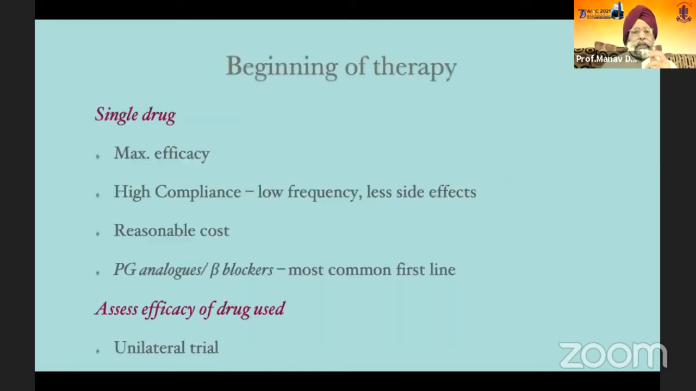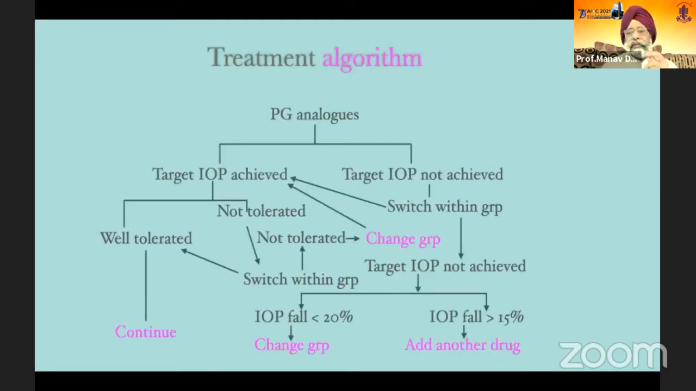So what is the right medication? We begin the therapy with a single drug with maximum efficacy, high compliance and reasonable cost. The PG analogs are the first line, as already discussed, and we need to assess the efficacy of the drug used. For this, we try to do a unilateral trial. So this is the algorithm which I follow and which I recommend. This is the most important slide.